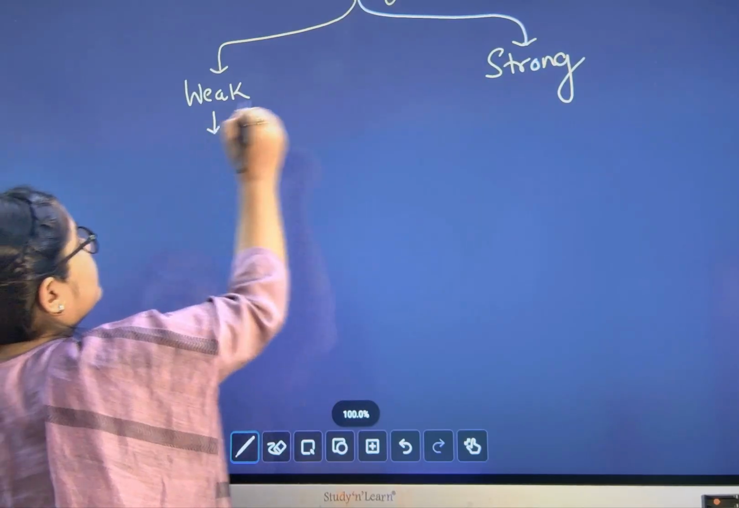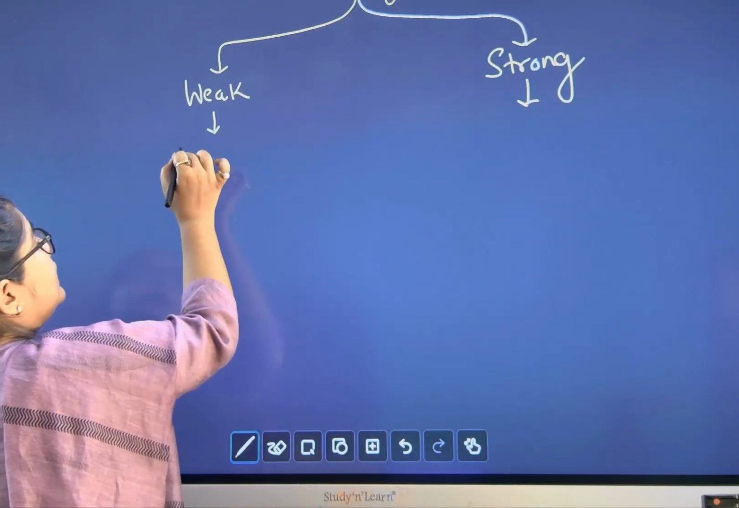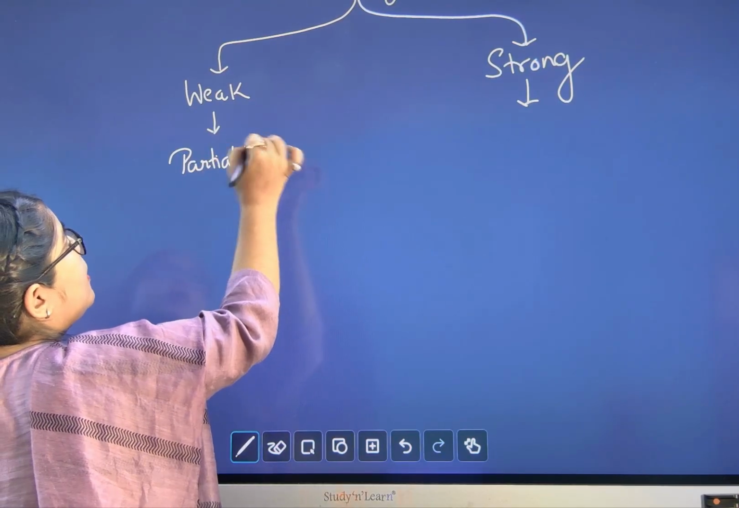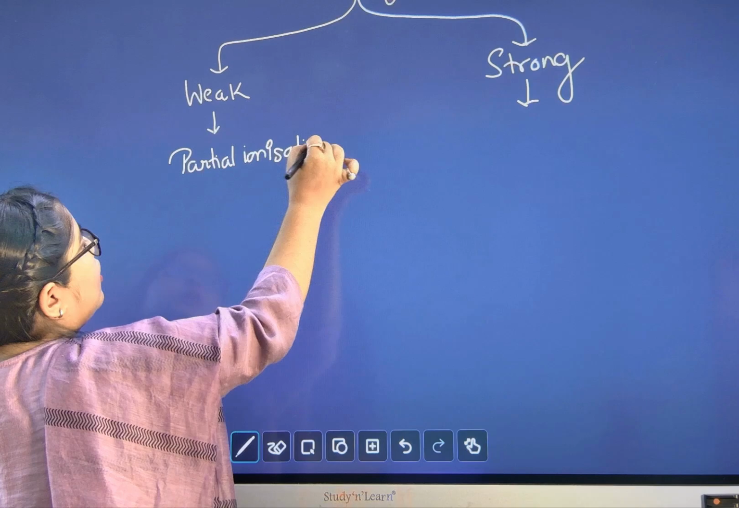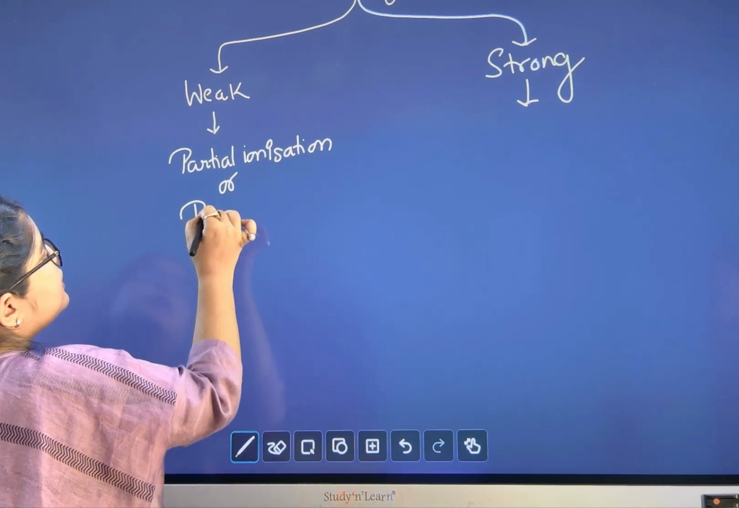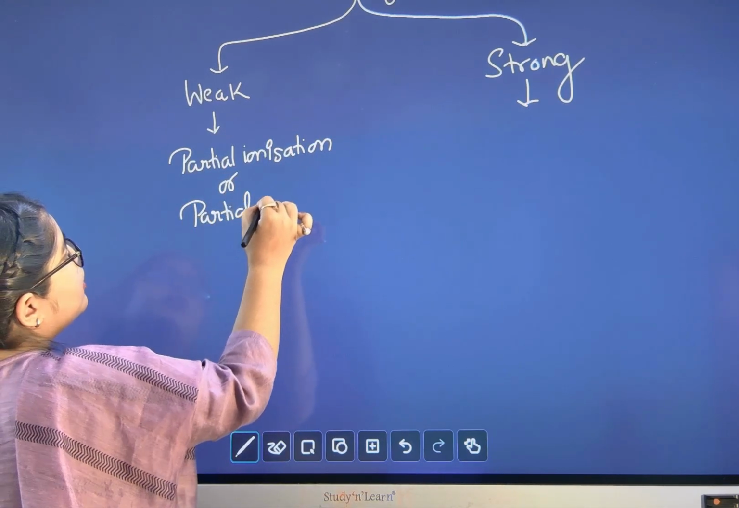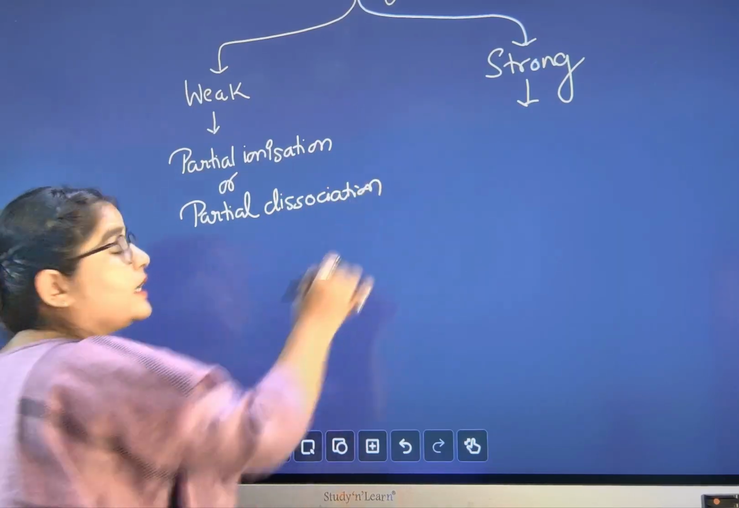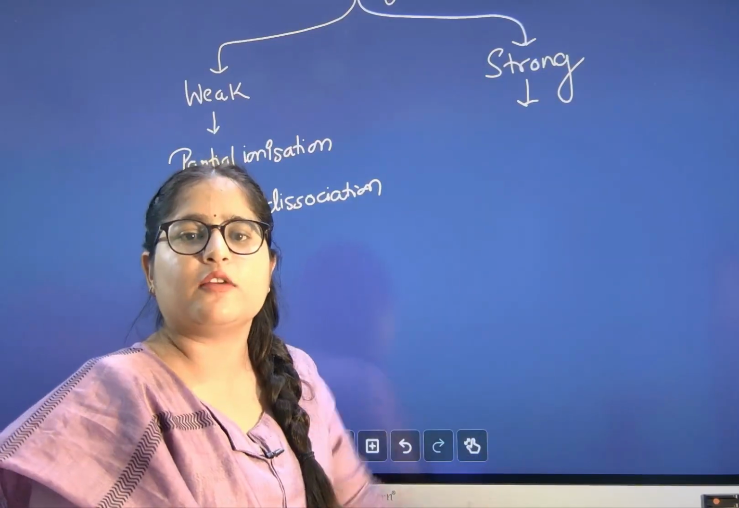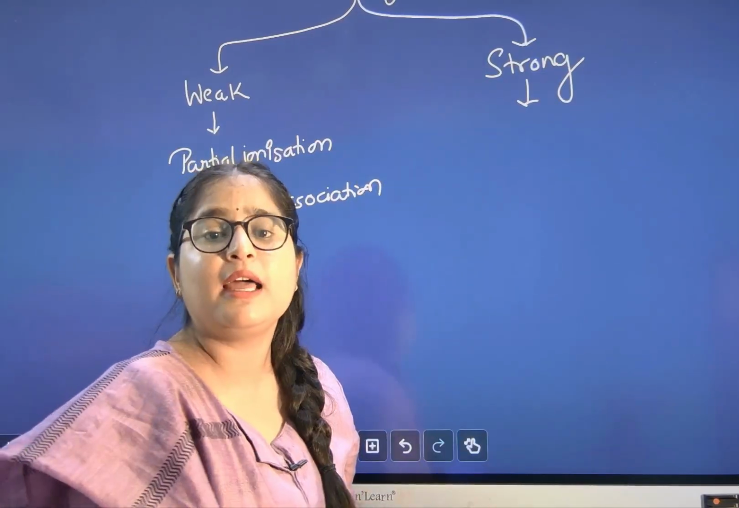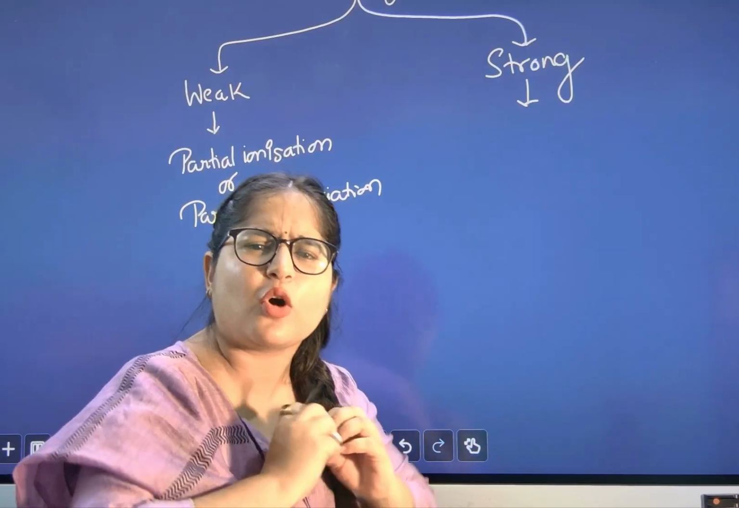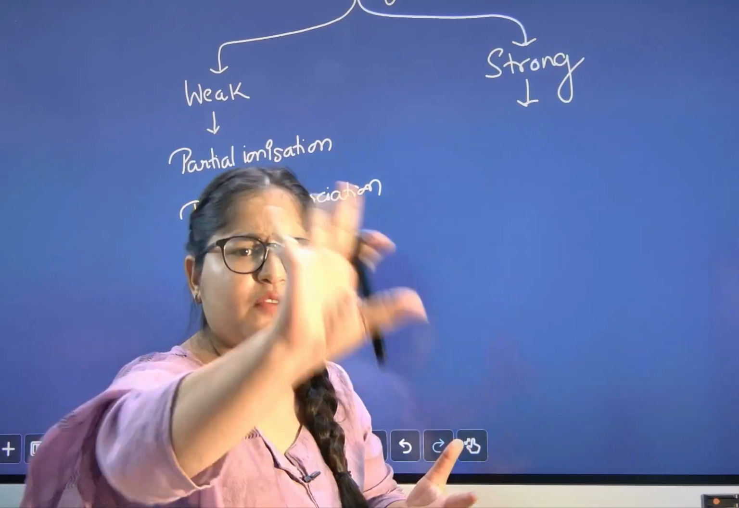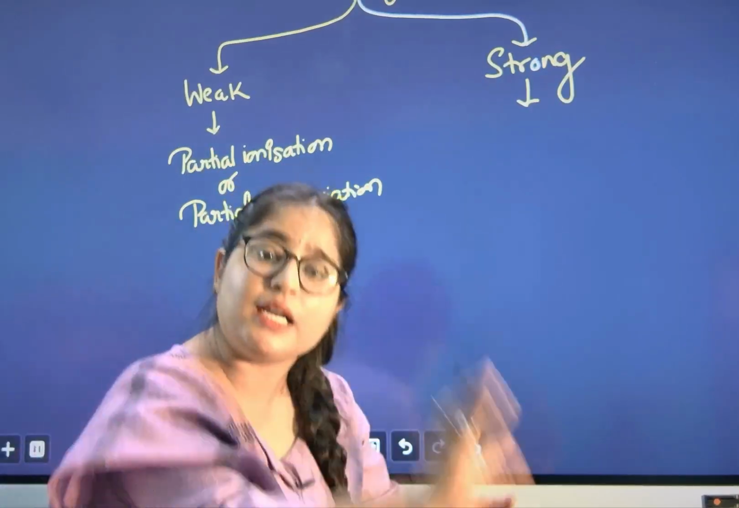Weak electrolytes are those which undergo partial ionization, or else I can say partial dissociation. What does it mean? It means that a weak electrolyte, when we put it into water, will not dissociate completely. Not all the ions will dissociate. Some ions will be present in the compound itself. Not everything will dissociate. That is known as partial dissociation.